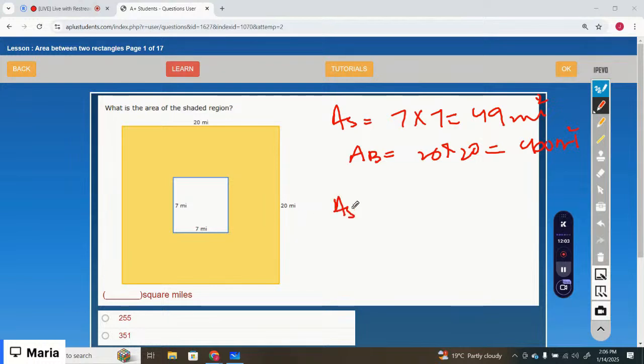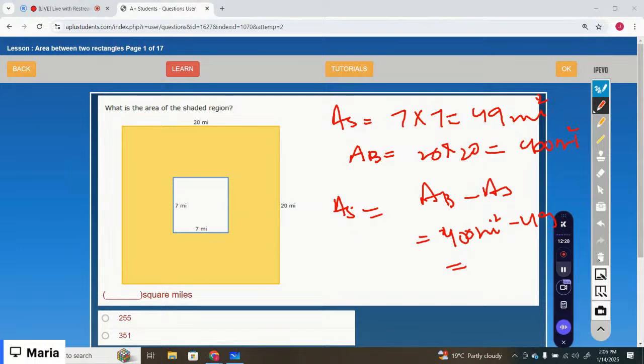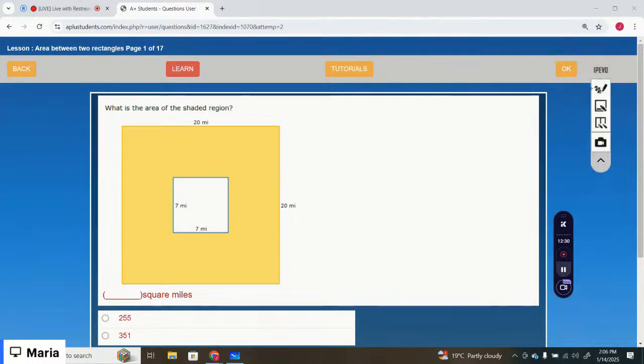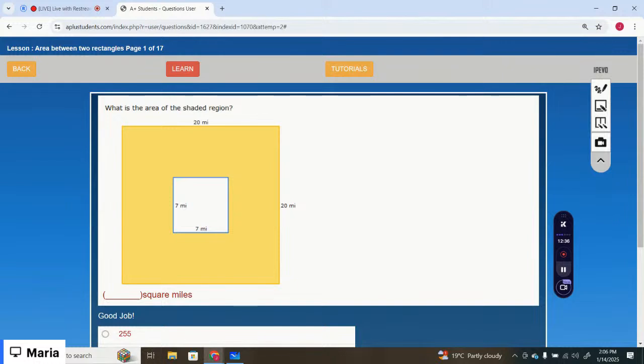So for the area of the shaded region, you need to subtract the area of the bigger one minus the area of the smaller one. So that is 400 square miles minus 49. So which is the correct option? 400 minus 49 equals 351. Option number 2 is the correct option. That is 351 square meters.